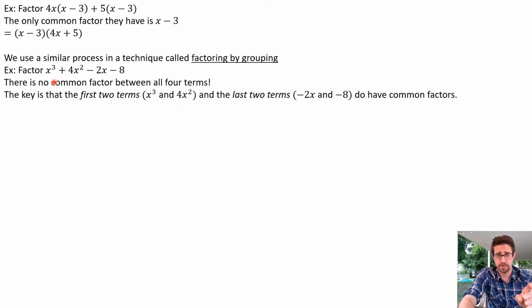The first two terms, x cubed and 4x squared, do have common factors. In fact, they have a greatest common factor of x squared. The second two terms, minus 2x and minus 8, also have a common factor. And the greatest common factor of those two would actually be negative 2, because remember we zap out the negative 2. So this has a factor of negative 2, and this has a factor of negative 2, okay? So when you see factor by grouping, this is it. This is the only way to do it. First two terms, second two terms. So it's a very specific thing.